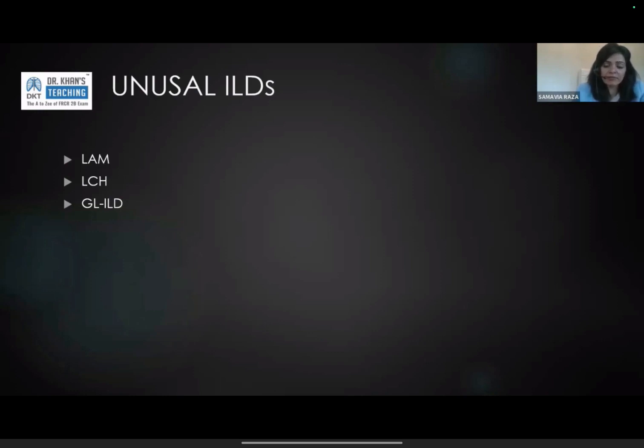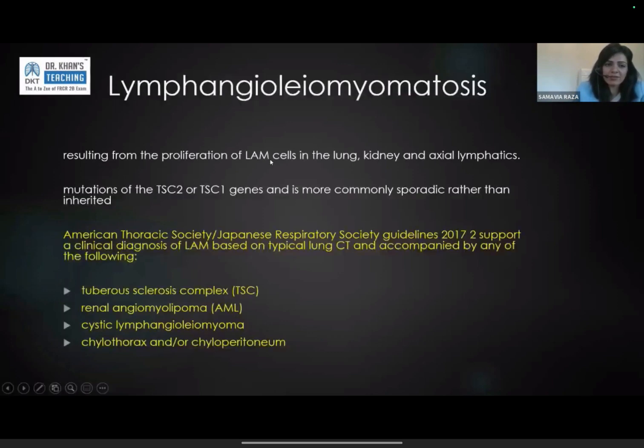LAM is lymphangioleiomyomatosis. It is actually a tumor that is a proliferation of the LAM cells in the lung, kidney, and the lymphatics. People think it is only genetic, but it is actually more sporadic than it is inherited. There are guidelines to diagnose somebody with lymphangioleiomyomatosis, from the Japanese Society and the American Society, from 2017. If you see features of LAM on CT, you ideally want two other features from the ones listed below. So you want to see the tuberous sclerosis complex, or you want to see renal angiomyolipoma and a chylothorax, before you can label somebody with LAM.